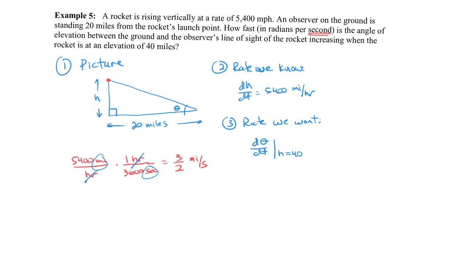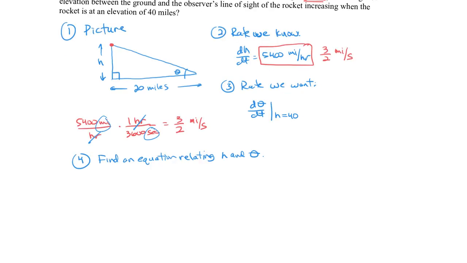So let's change this dh/dt. We'll change that to 3/2 miles per second. So 1.5 miles per second. Pretty fast, right? But okay, so that way the units are good. Which brings us to step 4.